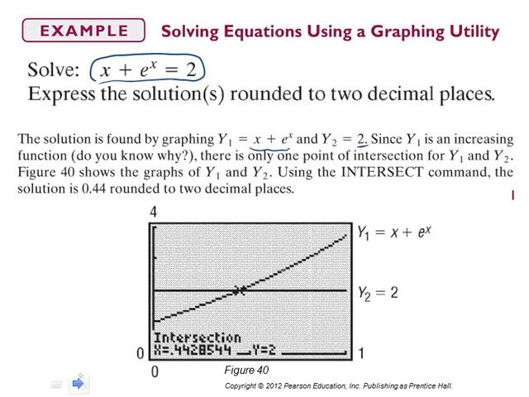So there's a little screenshot of that same thing that we just did. So the answer is approximately 0.443 when I round it to 3 decimal places. Or 2 decimal places, 0.44.